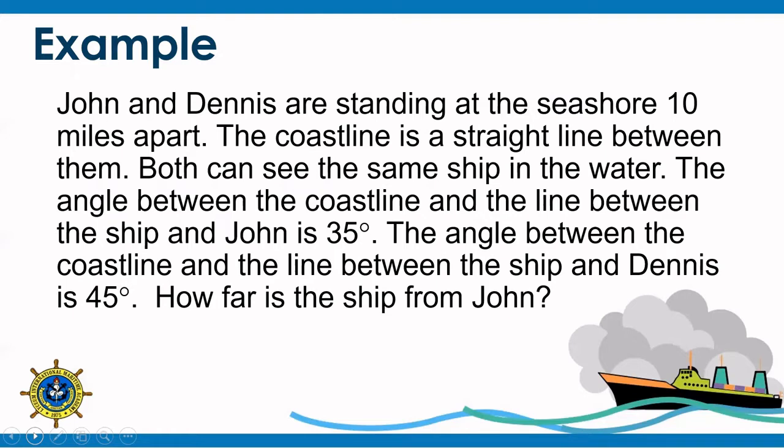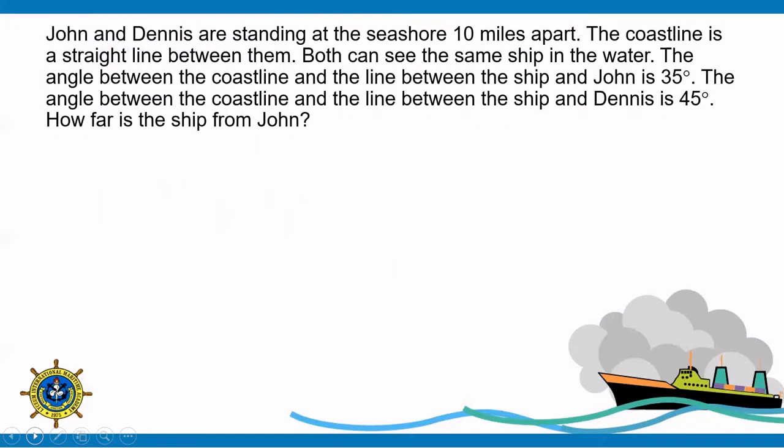Okay, so again, katulad ng ginawa natin din sa una, kukunin muna natin yung kanyang diagram. Okay, so I will just use letter J and letter D to represent the position of John and Dennis. So if this is my point J, nandito si John, and ito si point D, kasi nandito si Dennis. Kaya sabi dyan, they are standing at the seashore, 10 miles apart. So ito po yung distance nilang dalawa. So meron tayo ditong 10 miles. Now, the coastline is a straight line between them. So, assuming that this is your coastline.